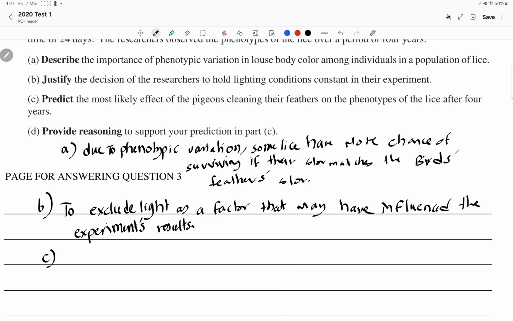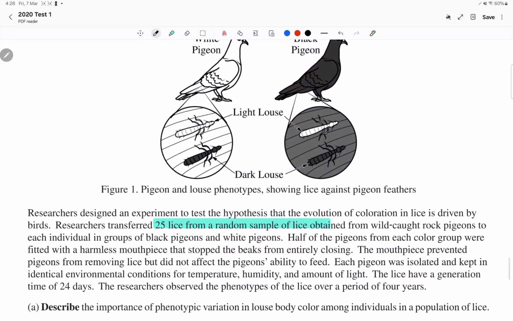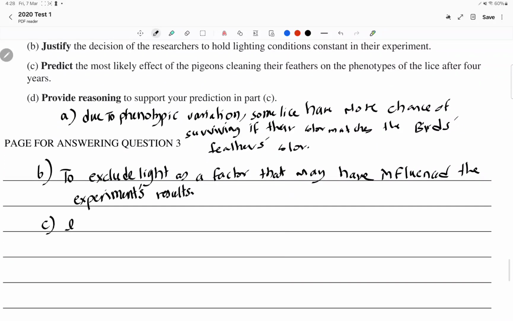Predict the most likely effect of the pigeons cleaning their feathers on the phenotype of the lice after 4 years. That means, let's say over 4 years, the lice that have survived on the dark pigeon have what color? Dark, because you can't exactly see them. So basically, light lice being more on light feathered pigeons. Can't you just make it simple and say the one that matches their color is the one that survives?